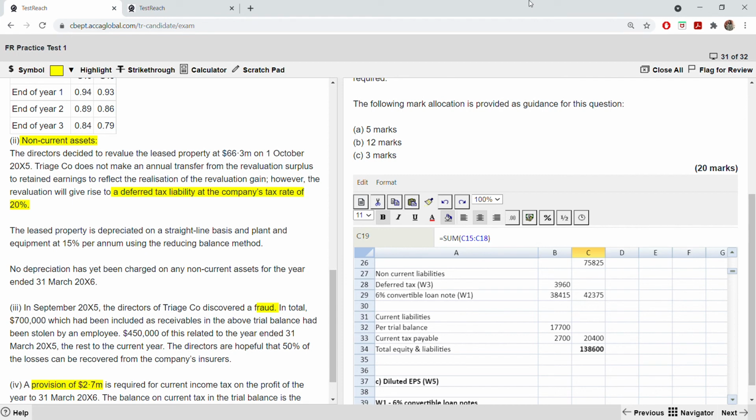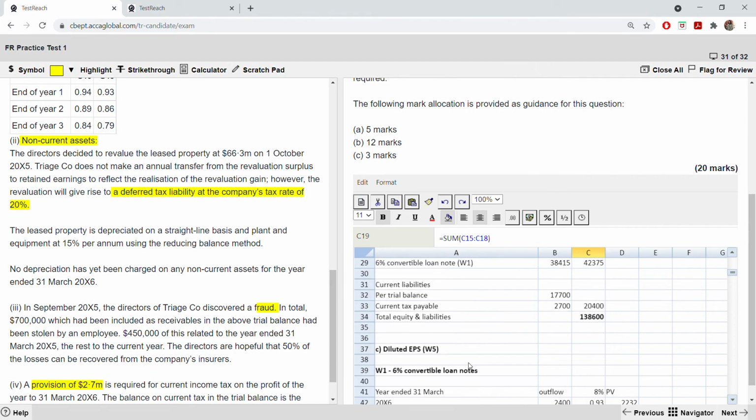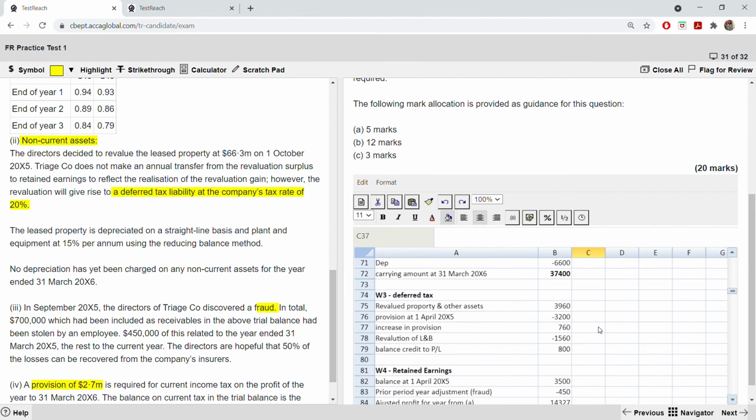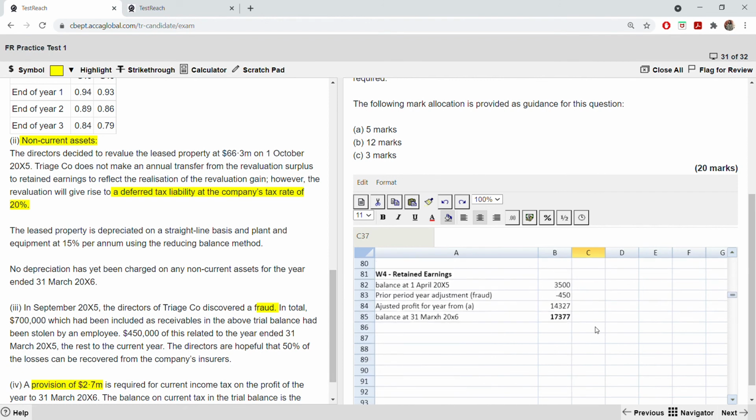Okay, so let us go. We have a working for that. Okay, which we need to put here. Okay, so working 5, diluted EPS. Okay.